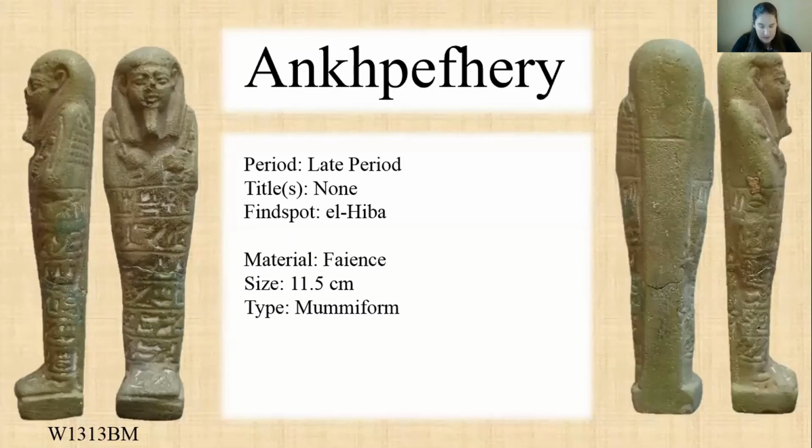The inscription is arranged in 7 horizontal bands that run around the body and is remarkable for several reasons. Firstly, while Ankhpefhery and his mother Tameri are both mentioned, he's not accredited with any titles, which is fairly unusual for an inscription of this length.